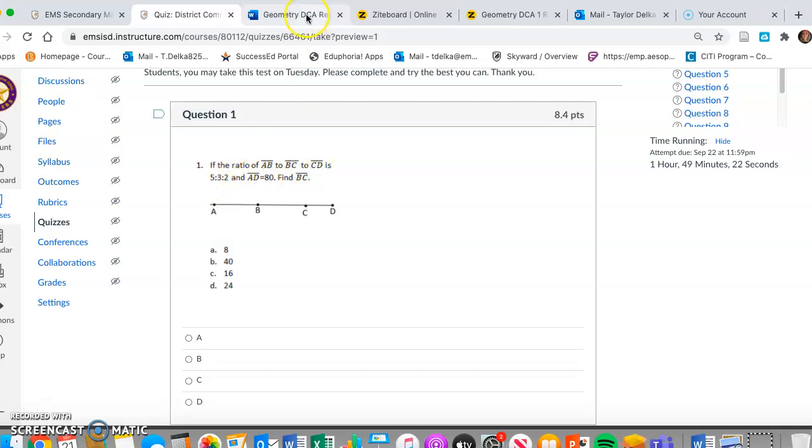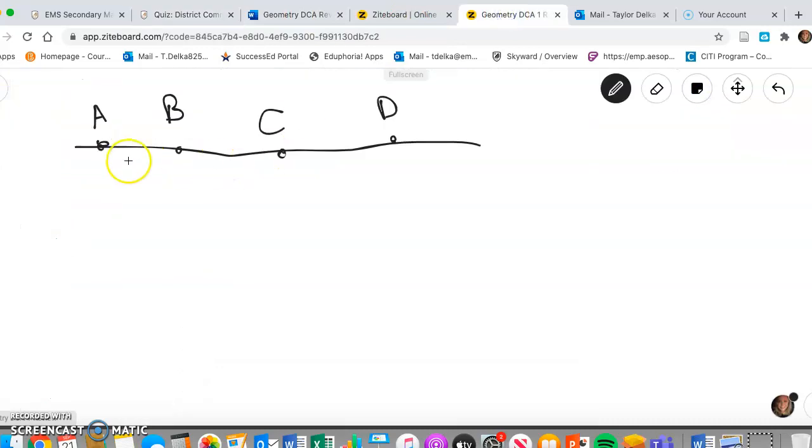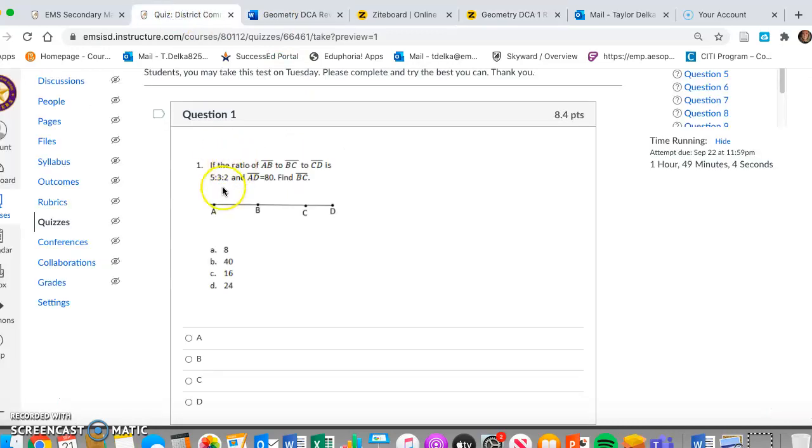CD is 5:3:2. Okay. Before I move in, A to B is going to be 5. B to C is going to be 3. And C to D is 2. Right? And the way that they write a ratio, they choose to do like the little snake bites here. So we're going to do the same thing. Okay. And they said A to D equals 80. So find out what BC is.